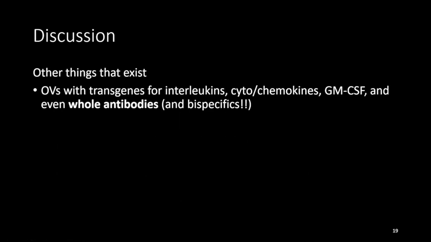Yep, okay. Lastly, just throwing out a couple things that cross my mind that aren't directly relevant to this paper. Other things that exist are oncolytic viruses with transgenes for interleukins, cytokines and chemokines that can recruit immune cells, GM-CSF, and even whole antibodies and bispecific antibodies, which is completely bonkers in my opinion, because you can have this DNA oncolytic virus infect a cancer and then cause the cancer cells to start producing antibodies against immune checkpoints, which is like a 2-in-1. I'm fairly certain this is an area of active and exciting research.